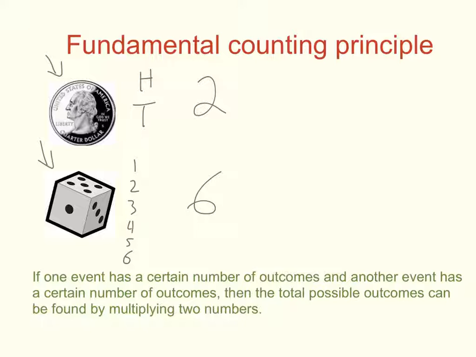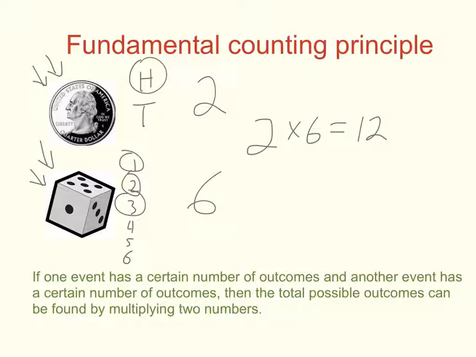So if we wanted to find out the total number of possible outcomes, we just multiply those two numbers, which would be 12. So if we flipped a coin and rolled a die, there's 12 different outcomes that could happen. So it could be heads and 1, heads and 2, heads and 3, 4, 5, or 6. Or it could be tails and 1, tails and 2, 3, 4, 5, 6. So there's 12 different outcomes.